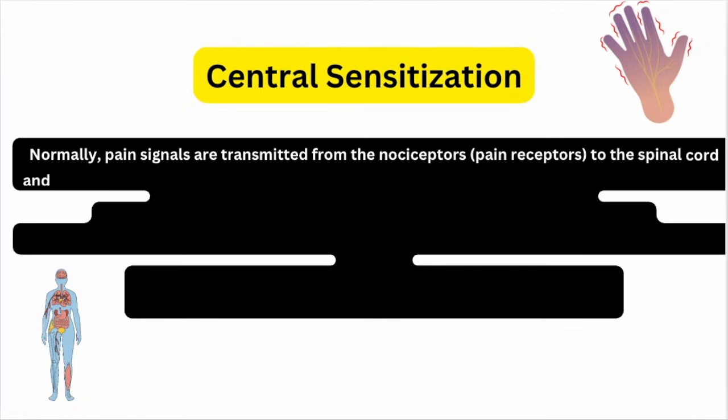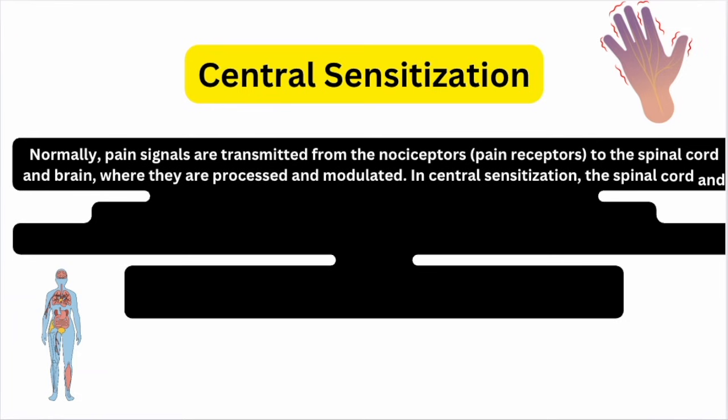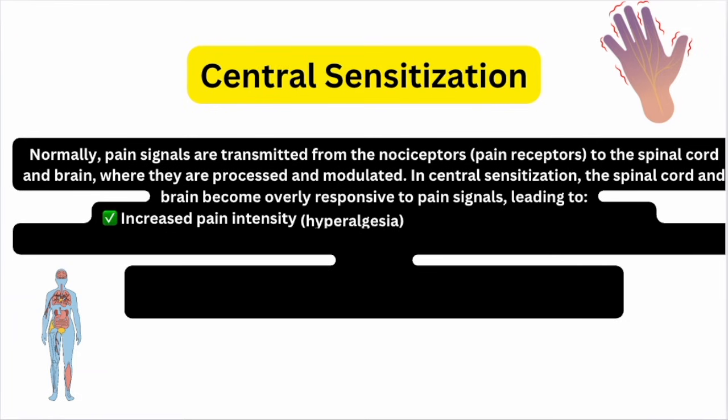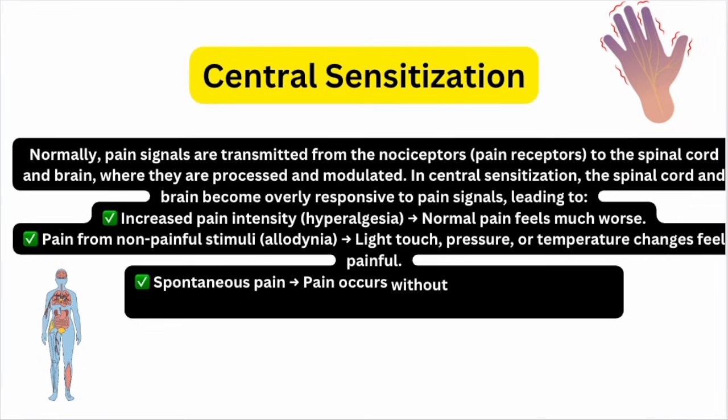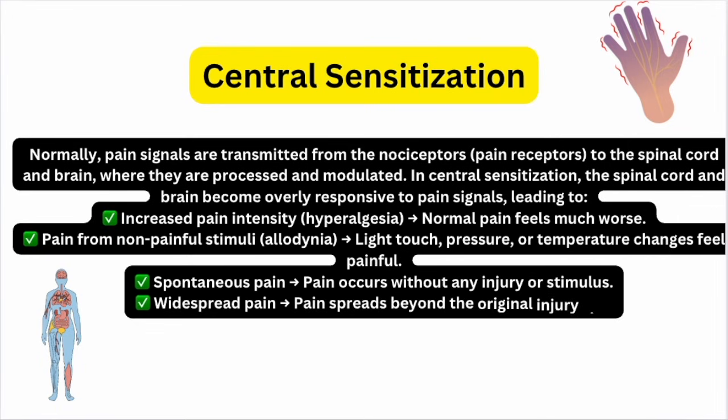Normally, pain signals are transmitted from the nociceptors to the spinal cord and brain, where they are processed and modulated. In central sensitization, the spinal cord and brain become overly responsive to pain signals, leading to increased pain intensity, pain from non-painful stimuli, spontaneous pain, and widespread pain. So normal pain would be much more painful, light touch can be painful, and pain can occur without any injury or stimuli.